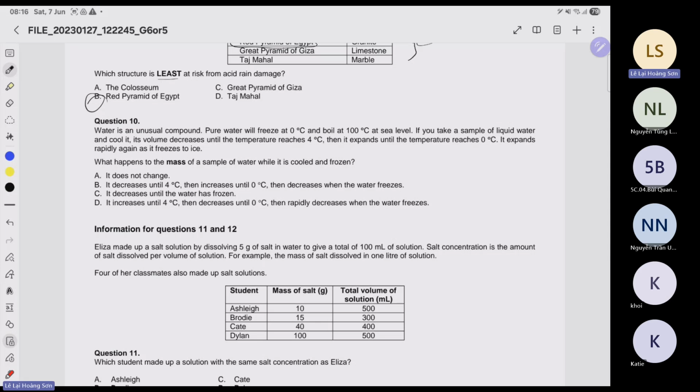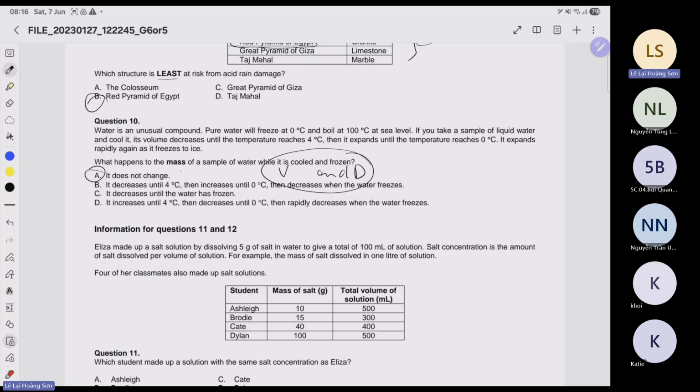Well, you have the same sample of water, so the mass will be the same. The volume is different, so the density is different. You have the same mass but different volumes, then the density will be different. However, the mass does not change. You still have the same amount of compound, the same substance, therefore the mass does not change. What changes is volume and density. So question number 10 is A.